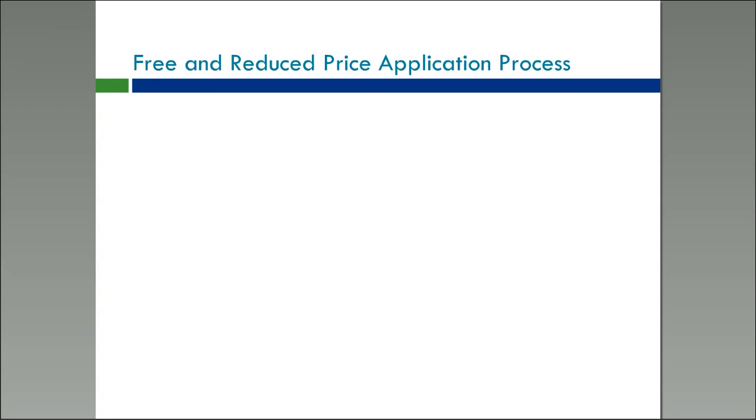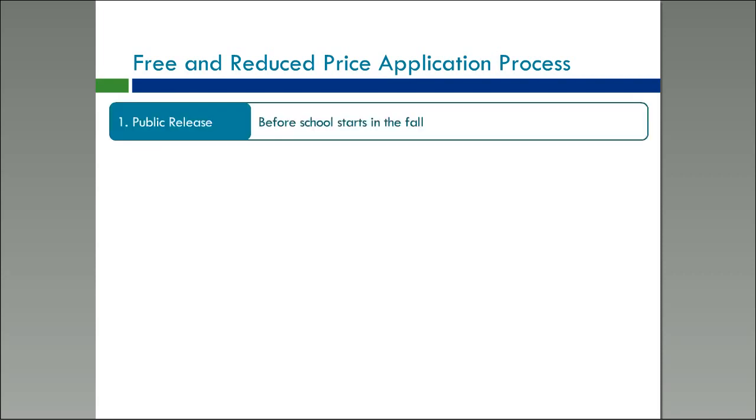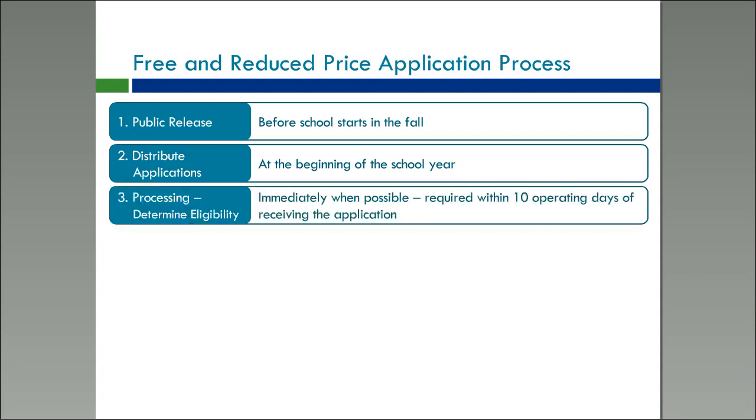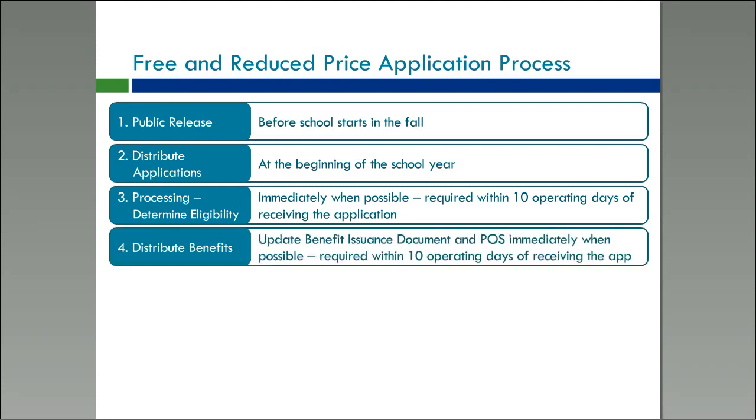These are the steps in the free and reduced price application process, and we'll go into more detail about each of these, but these are the basic steps. So first you have your public release that you'll publish before school starts. Then you'll distribute applications at the beginning of the school year. You'll then need to process or determine what the eligibility of the application is. This should be done immediately, but it's required to be done within 10 operating days of receiving the application.